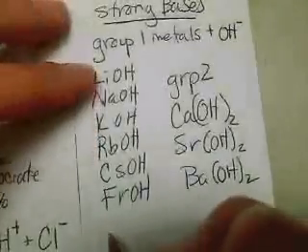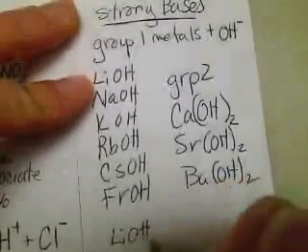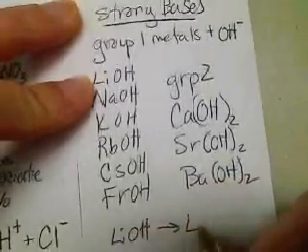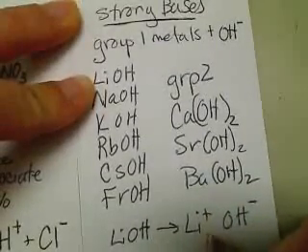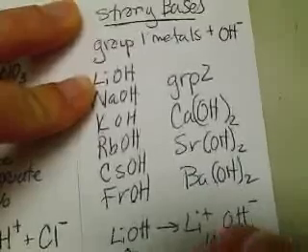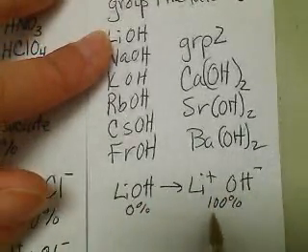All right, so that being said, we're going to have the same thing over here, okay? So let's say that I have something like lithium hydroxide, and we said this was strong, right? It's going to break up into Li plus and OH minus. We get 100% over here, and we get 0% here. And again, that's because this is a strong base, okay?